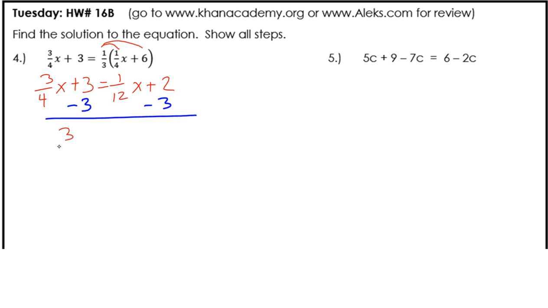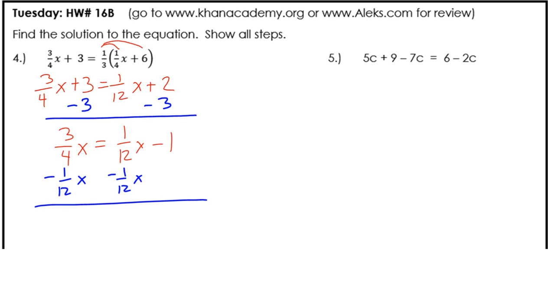And I get 3/4 x equals 1/12 x minus 1. And then I'm going to subtract 1/12 x from both sides. And you can't subtract fractions that don't have common denominators, so I'm going to make this into 12. So then this becomes a 12 by timesing by 3. So this will have to be times by 3. And 9/12, take away 1/12 is 8/12.